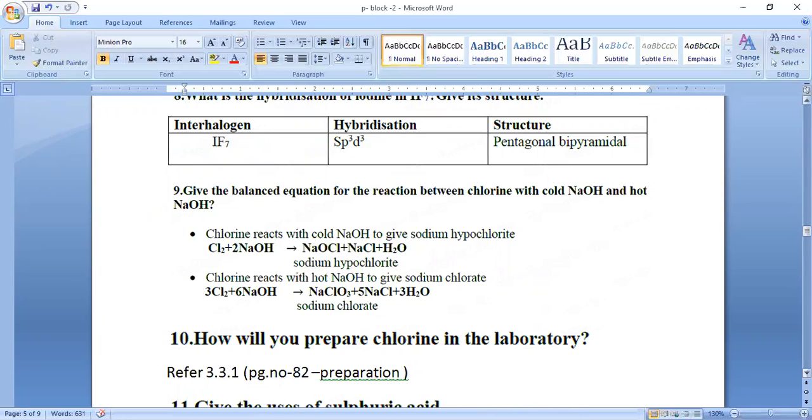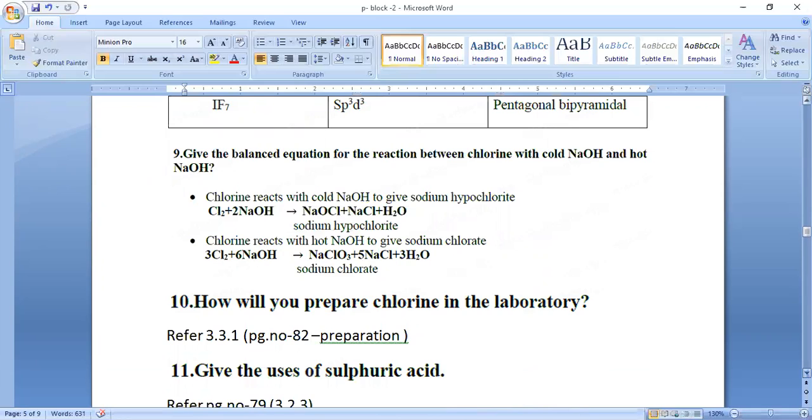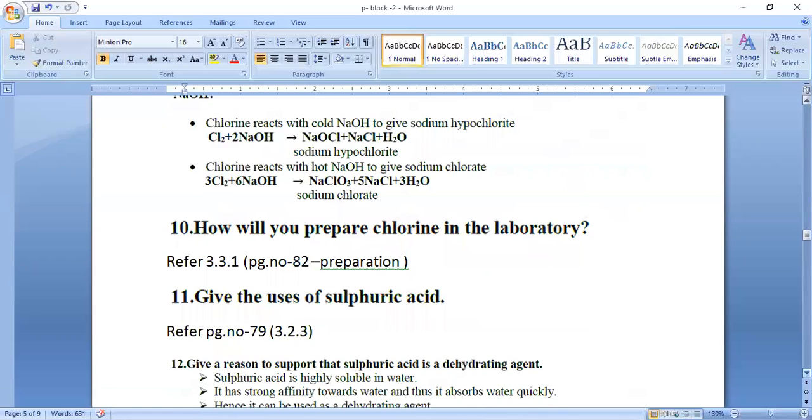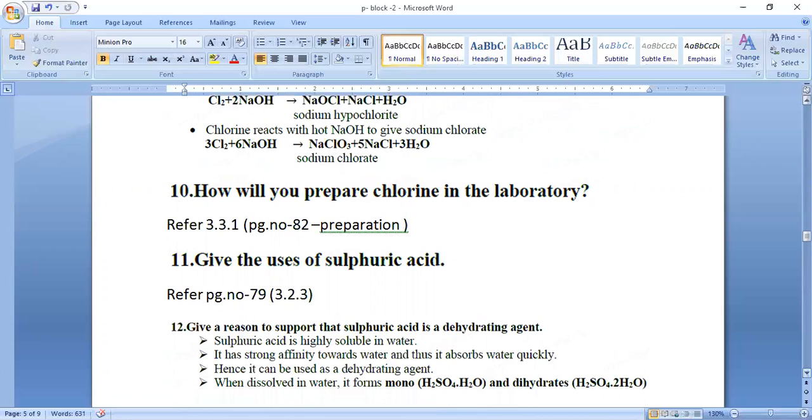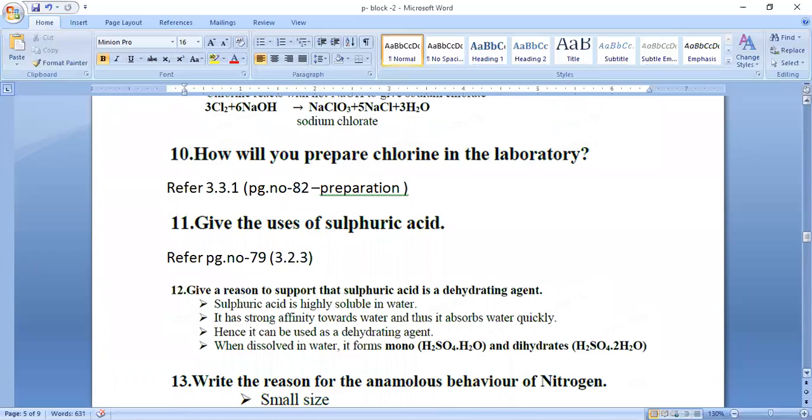Next question, how will you prepare chlorine in the laboratory? For the answer, you need to refer to page number 82, under the content 3.31, the preparation of chlorine. The full paragraph you need to write, with the equation. Next, question number 11, give the uses of sulfuric acid. The answer is on page number 79, under the content 3.23.